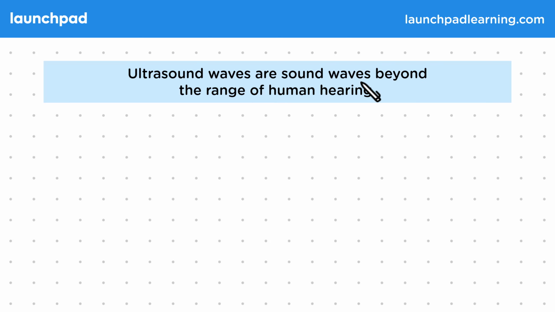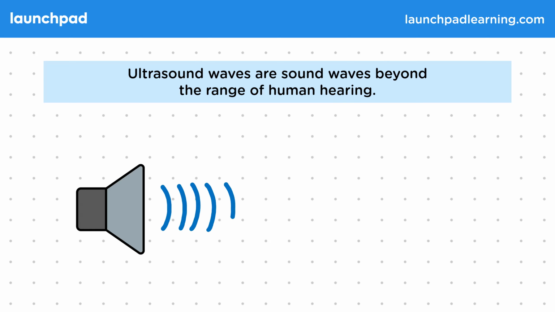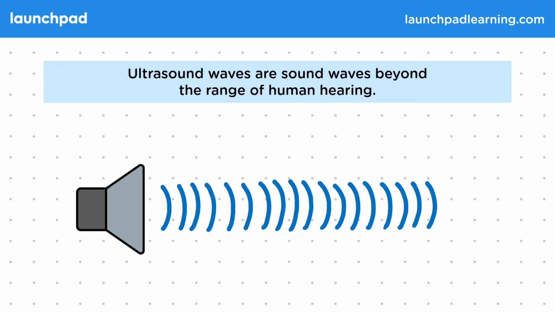Ultrasound waves are sound waves beyond the range of human hearing. Remember that a sound wave is a longitudinal wave created by vibrations in the air or other matter. We can represent them with a pattern like this, representing the compressions in the wave pattern.